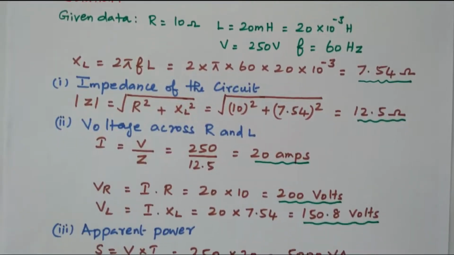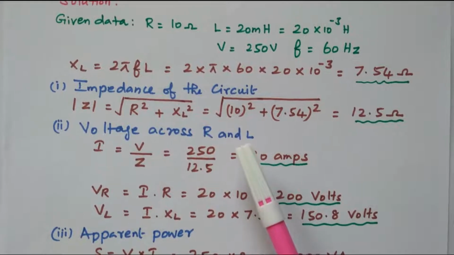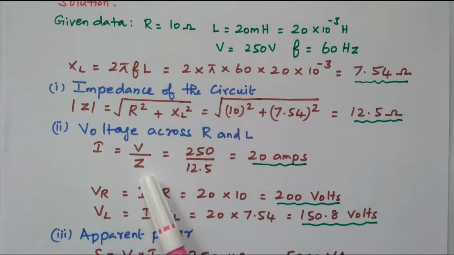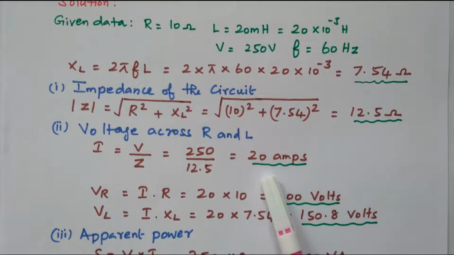Then we will find the voltage across resistor and inductor. Before finding, first we will find the current flowing through the circuit. Because of the series circuit, the same current is flowing through the resistor as well as the inductor. So I equal to V divided by Z, voltage divided by impedance. The voltage is 250, impedance is 12.5. By simplifying this we got 20 amperes. So the current flowing through the circuit is 20 amperes.